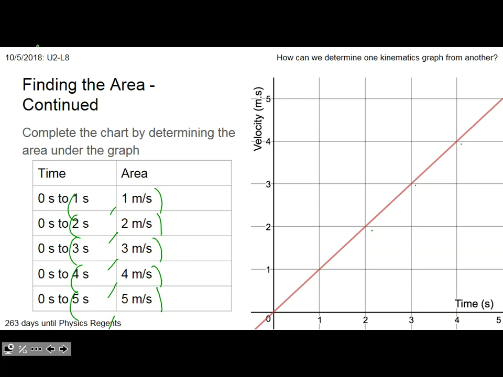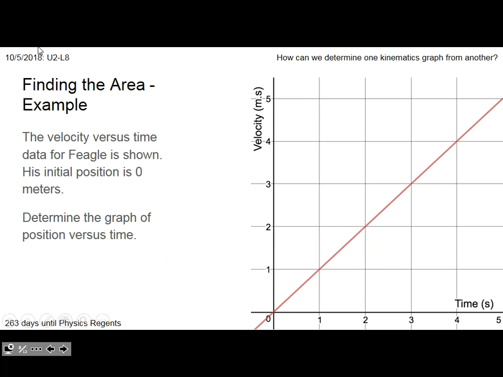Okay, let's continue the process. Let's do this again. So now we're starting with the velocity versus time graph. And if we figure out the area under that, which graph should we get? Meryl, what graph should we get? Position versus time. So I can do the same thing. I can find these areas in the time intervals, and that will tell me this other graph.